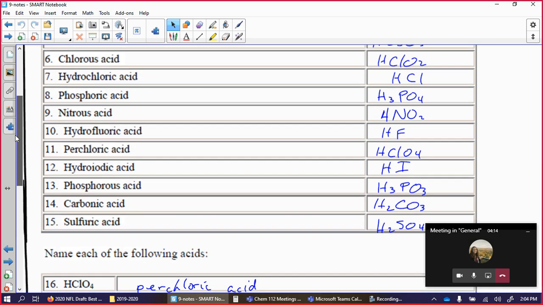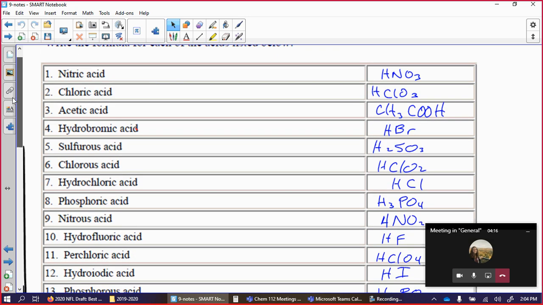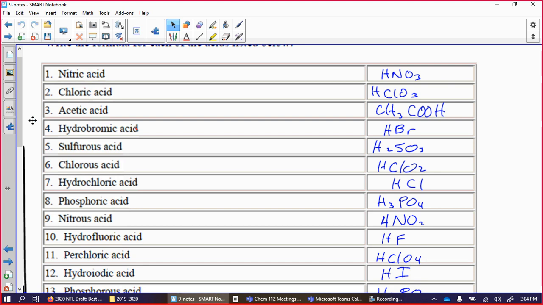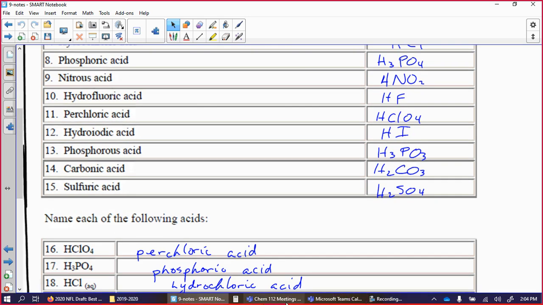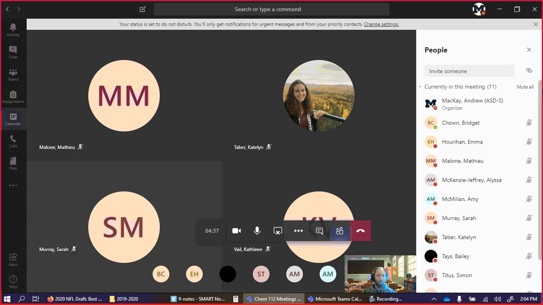And I posted these in there. If you go through, there's not a whole lot different than anything that we have done. HNO3. Some of these are a little bit different because you just have to pull up your periodic table. But other than that, it's nothing out of the ordinary. Are there any questions on those?